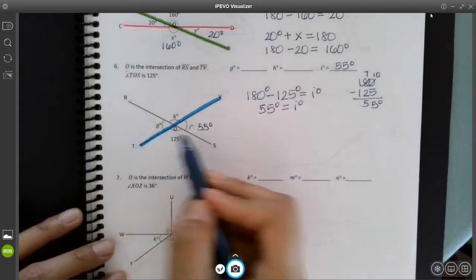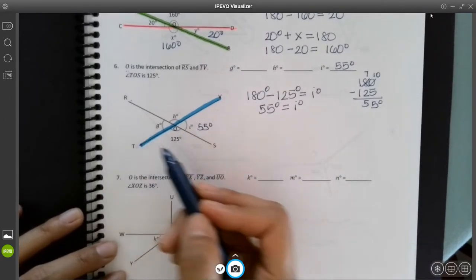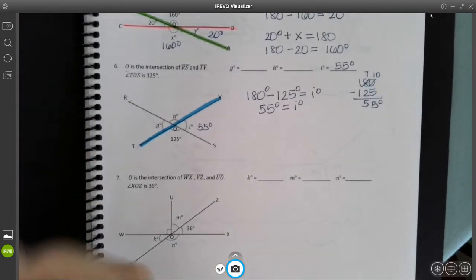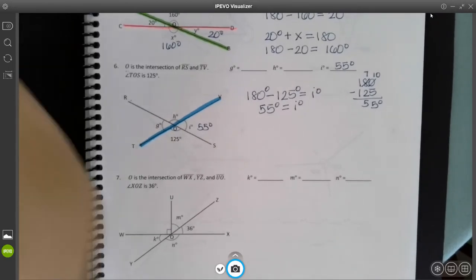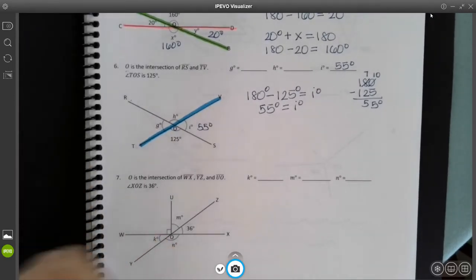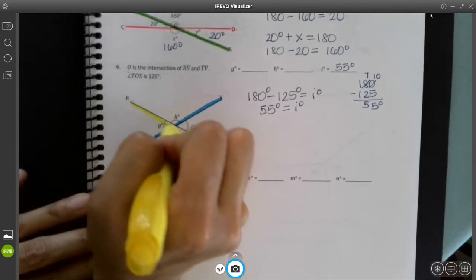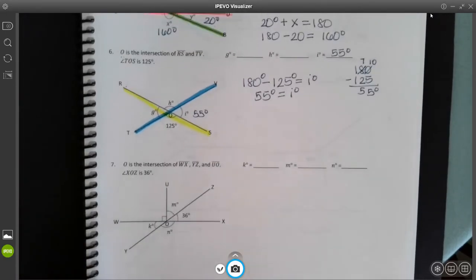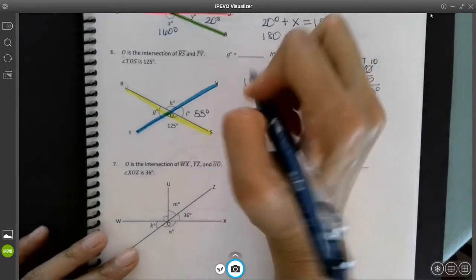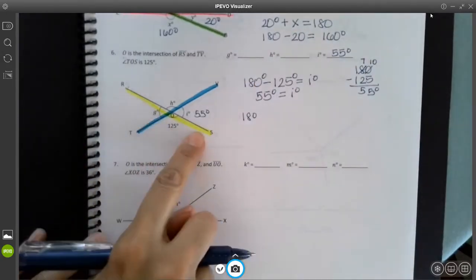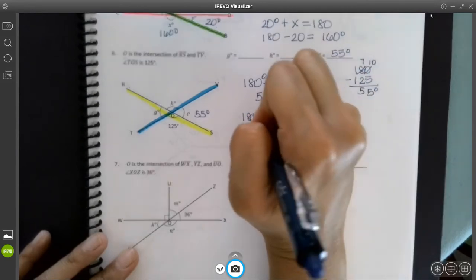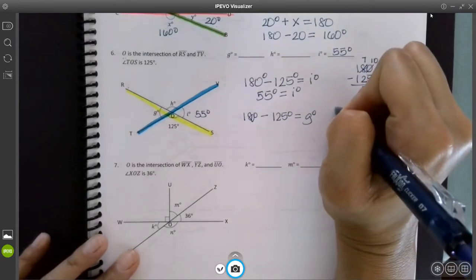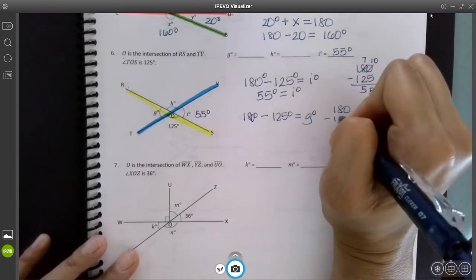Now, because these are intersecting lines, I expect G to be 55 also. So let's figure out G. I'll use my yellow this time to highlight. We're looking for G. So 180 minus 125 degrees equals G. Let's do that right here: 180 minus 125.